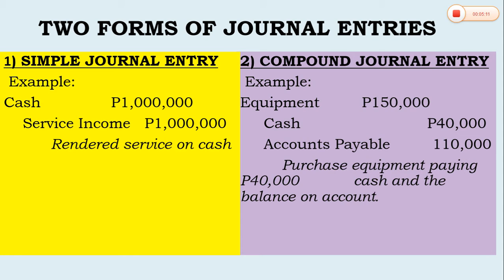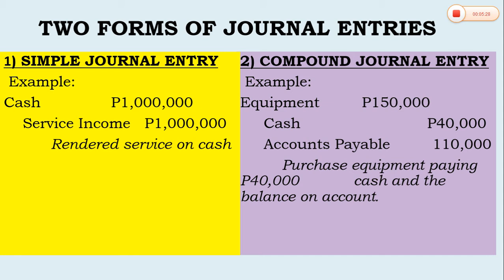Now, the compound journal entry, on the contrary, look at it. So we have, for example, equipment, debited at 150,000, and then we have cash and accounts payable at 40,000 and 110,000 respectively. So as you can see, we have two accounts to credit.